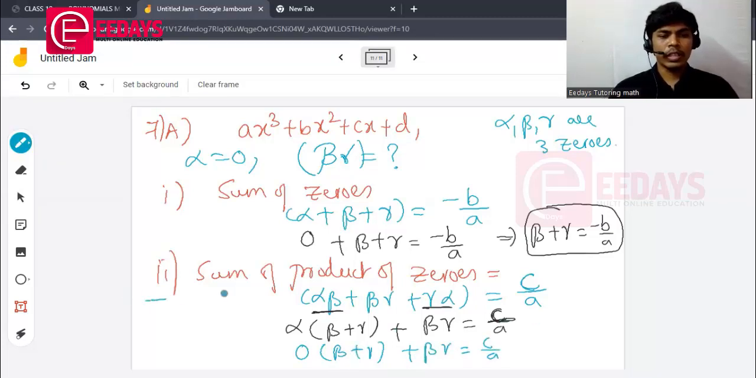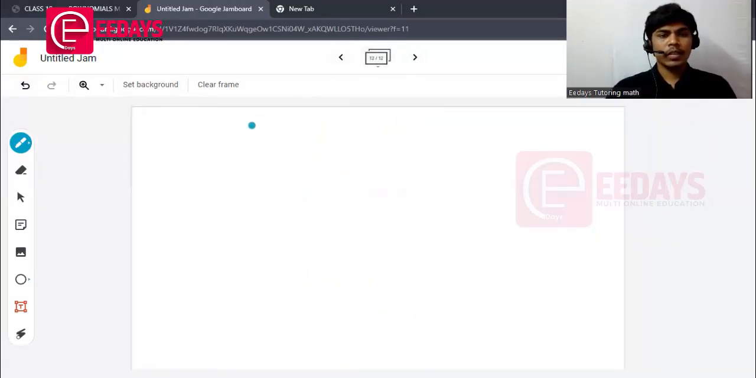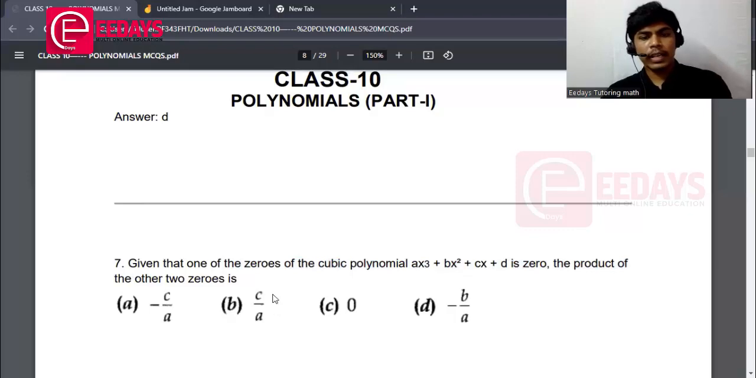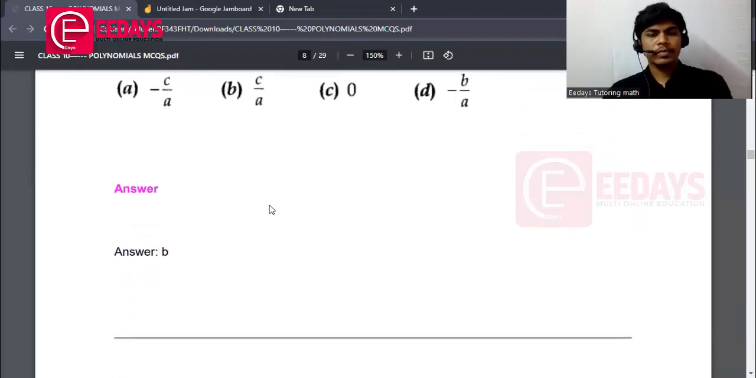Let us do it in the next step. So 0 into anything is 0, plus beta gamma is equal to c by a. So beta gamma is equal to c by a. Option B is the correct answer, c by a.